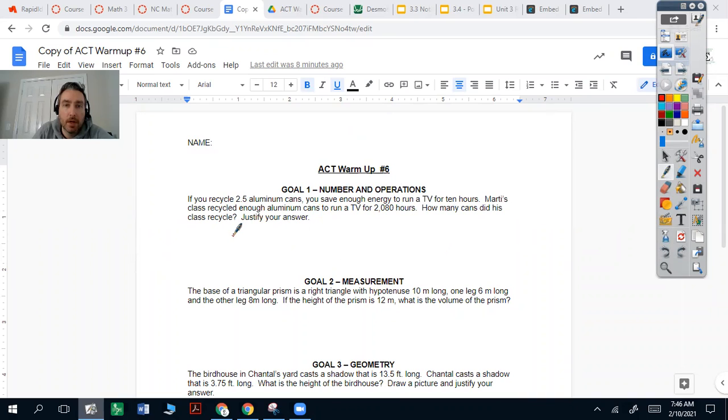You say 2.5 cans is to 10 hours as, so that's equals, Marty's class recycled enough aluminum cans to run for 2,080 hours. So 2080. We want to know how many cans his class recycled.